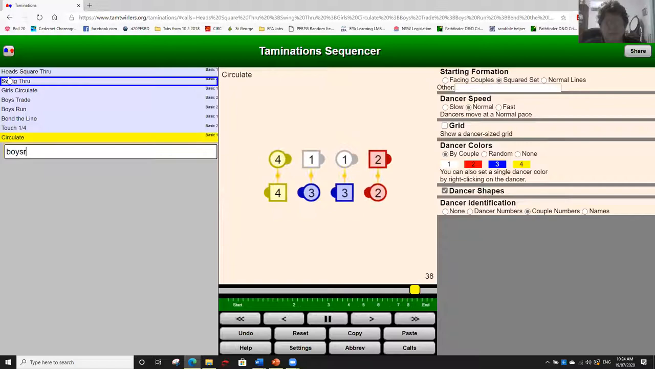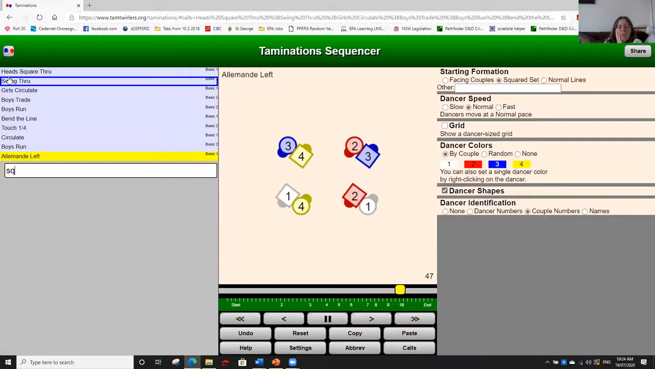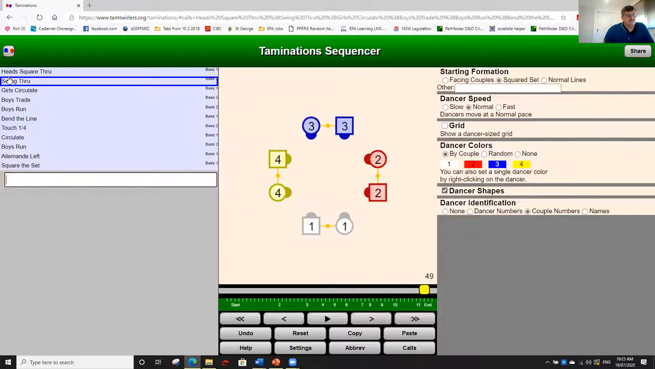Well, the dancers had a little bit of a problem with that circulate. I've almost lost the square. They're fudging. What should I do here? Allemande left. Perfect. I don't even have to finish the singing call.